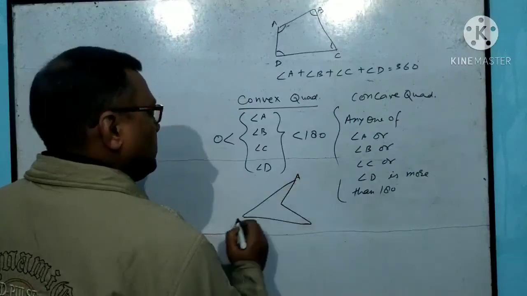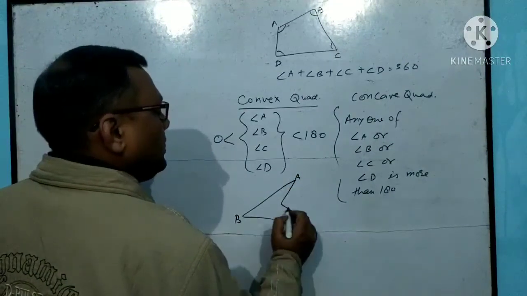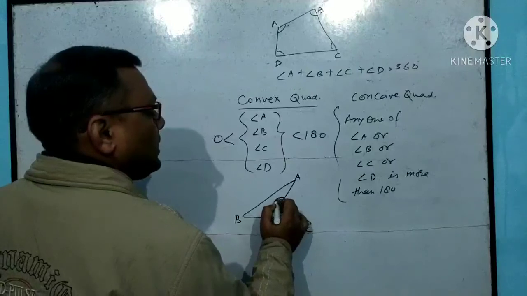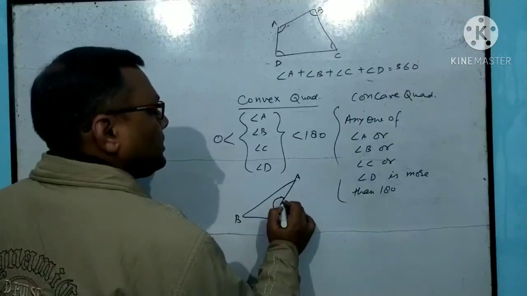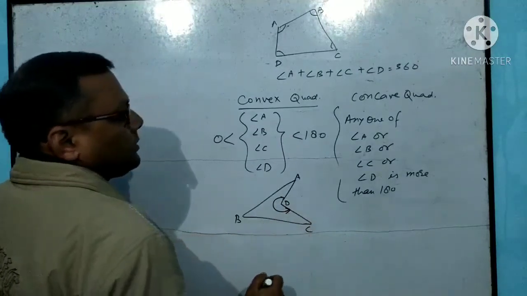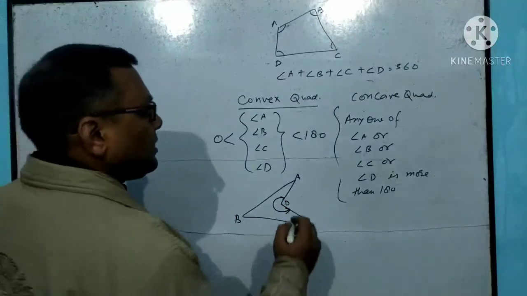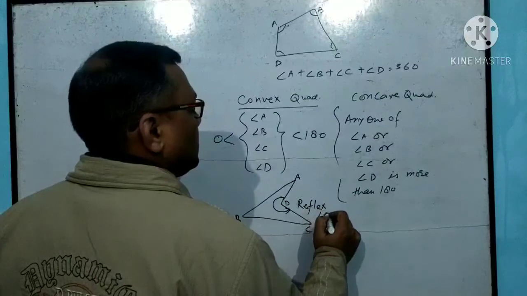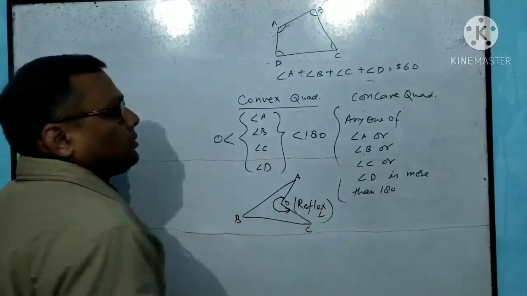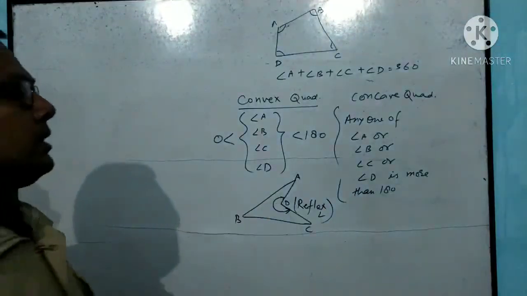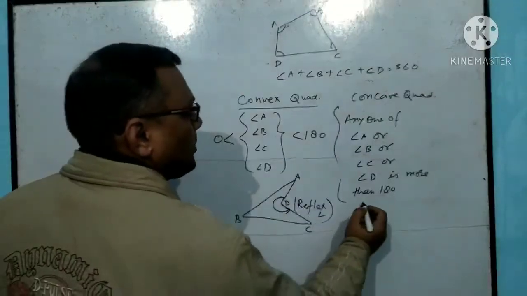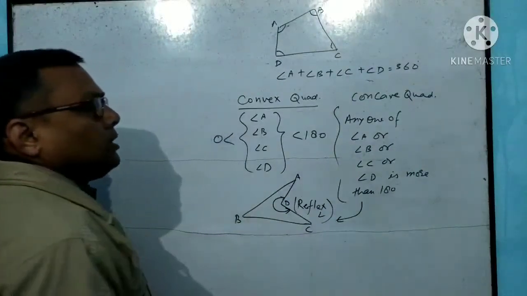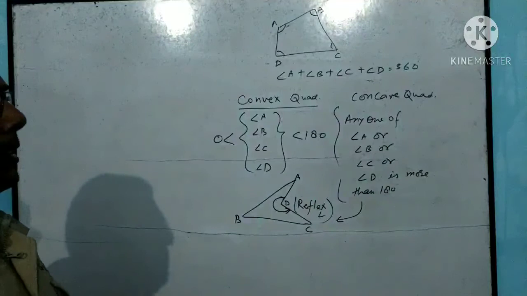A, B, C and D. This angle is more than 180 degrees, so it is a reflex angle. This angle is a reflex angle. So this is the kind of quadrilateral. This angle is more than 180, so it is a concave quadrilateral.